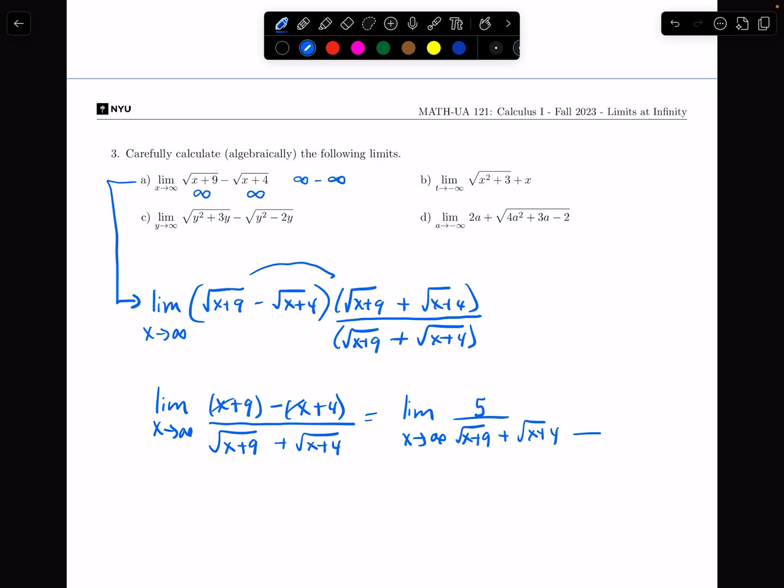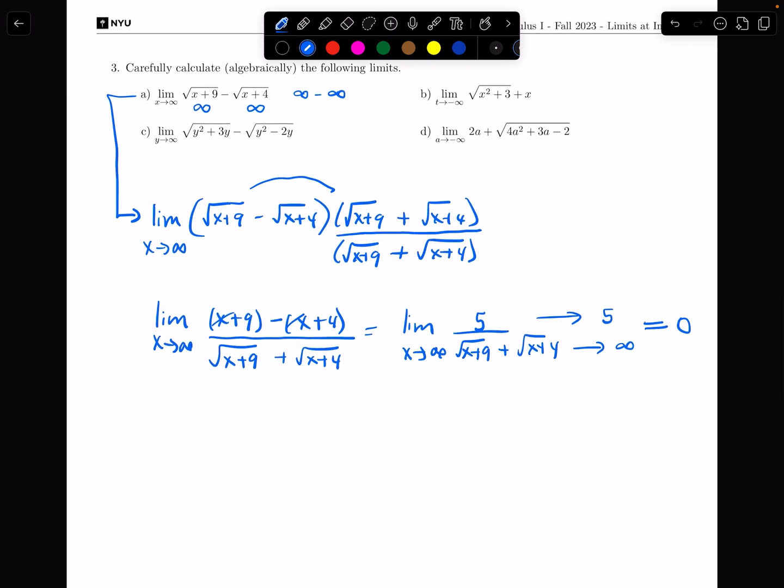Now the bottom is going to infinity. Infinity plus infinity is infinity. The top is going to 5, so it's getting divided by a larger and larger number. So in this case, it is equal to 0. But it is not always the case. Okay?